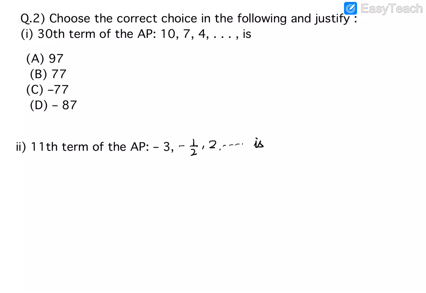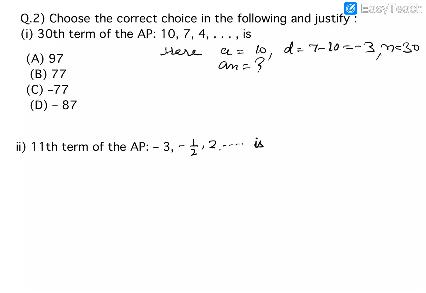Now question number 2. Choose the correct choice in the following and justify. Which among the following is the 30th term of this AP? Here a is 10, d is 7 minus 10, that is minus 3, n is 30, and an is to be found out.